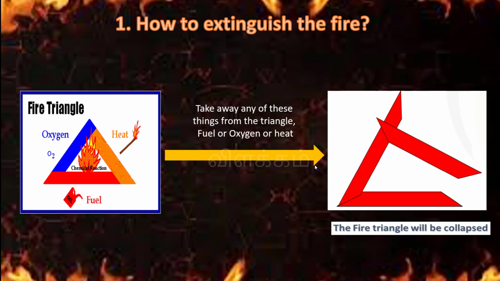Take away any one of these things from the triangle: fuel, oxygen or heat. Then the fire will be extinguished. The fire triangle will be collapsed. Right? This is called the fire extinguishing method. Okay, what are the fire extinguishing methods available?